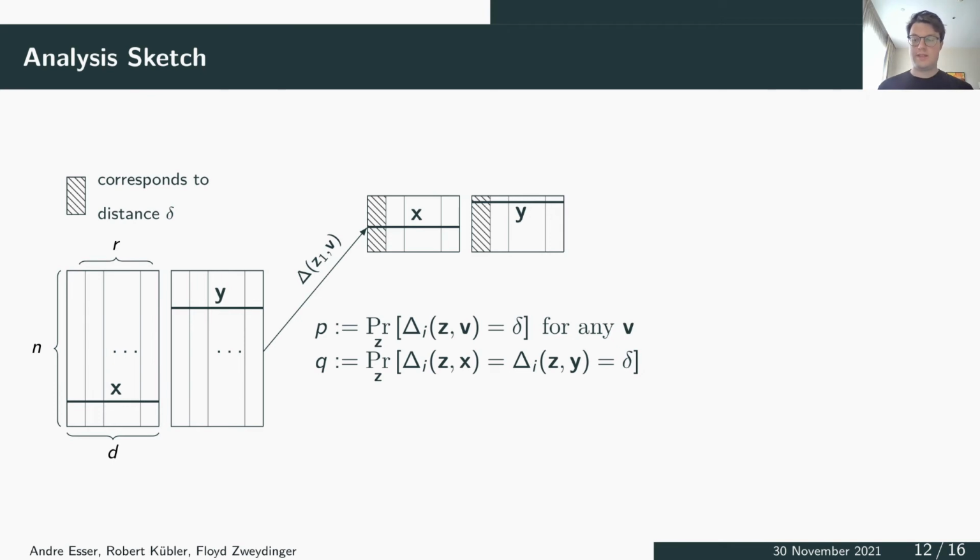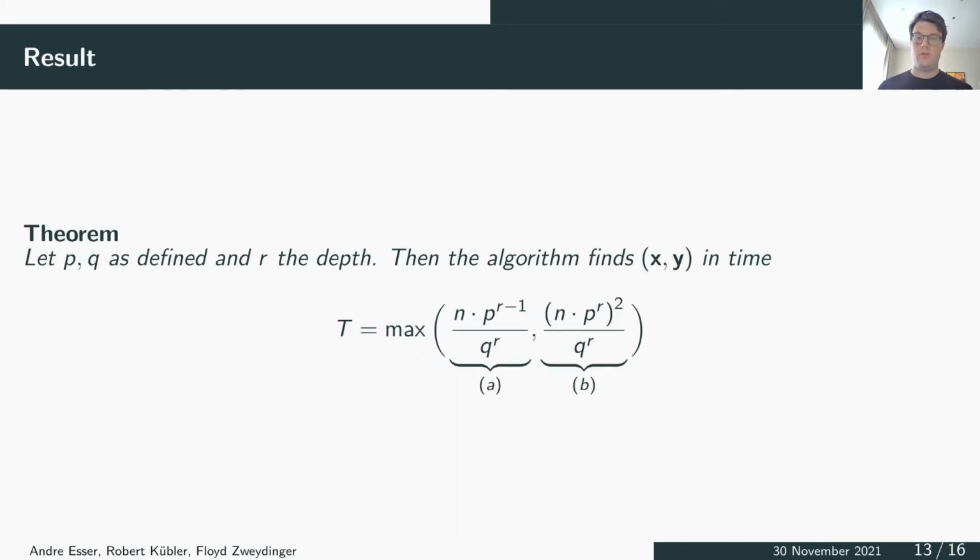And the cool thing is now that given only these two probabilities, we are able to state the first preliminary version of our theorem, which states: if P and Q are given as defined and R is the depth of our algorithm, then we are able to find the distinguished pair in time maximum of the two values A and B.